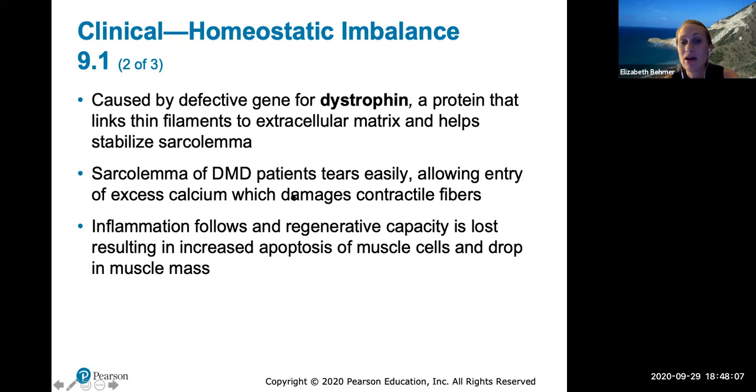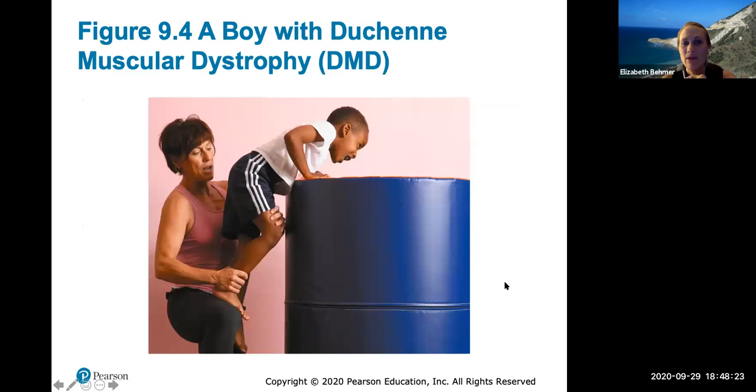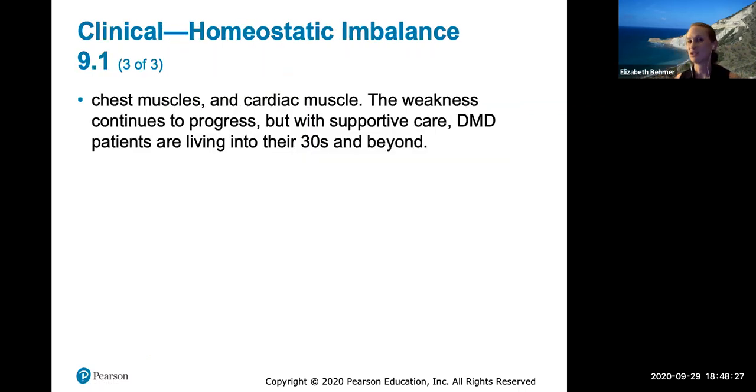The sarcolemma of these Duchenne muscular dystrophy patients will tear easily, allowing entry of excess calcium. And if we have too much calcium in your muscle fibers, that will damage the contractile fibers. So that is Duchenne muscular dystrophy. Here's a boy with Duchenne muscular dystrophy trying to work on some exercises to increase strength.